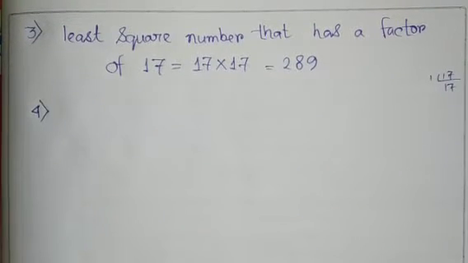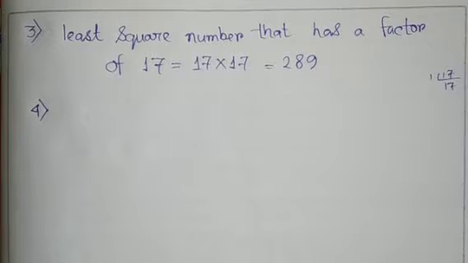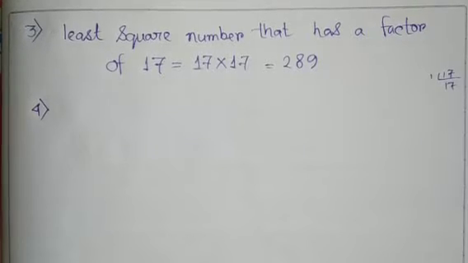Okay, let's start question number 4. Question number 4 is very similar to question number 1. So here, what do we need to find? We need to find the least square number other than 0 which is divisible by 10, 15, 20 and 30. Okay, so let's start this part.